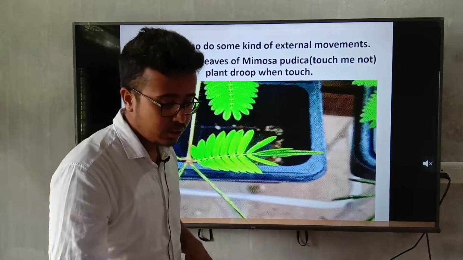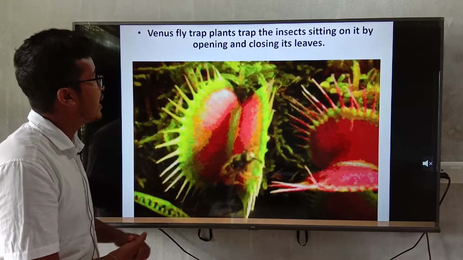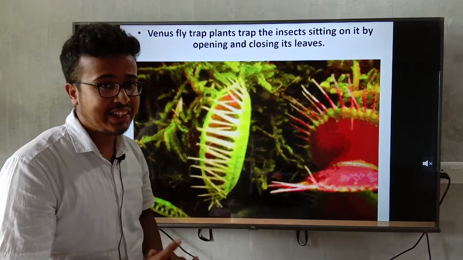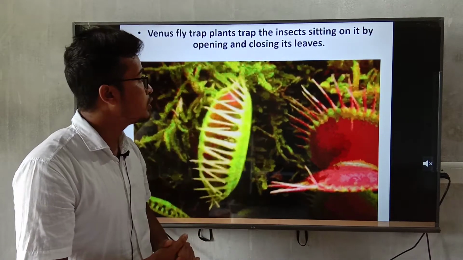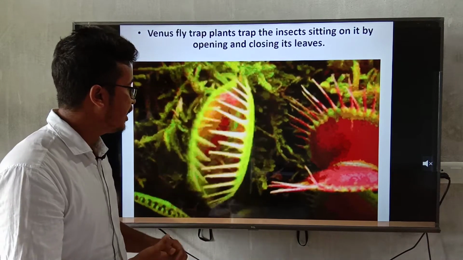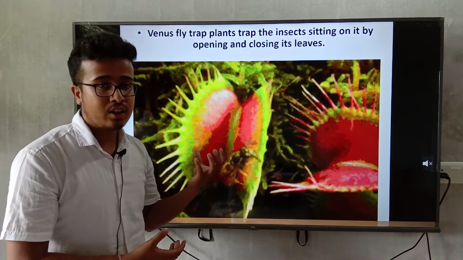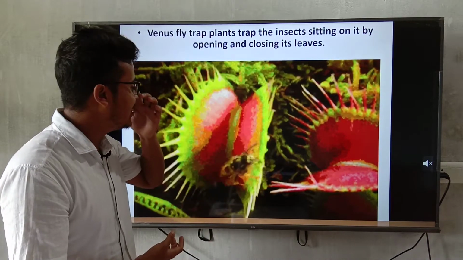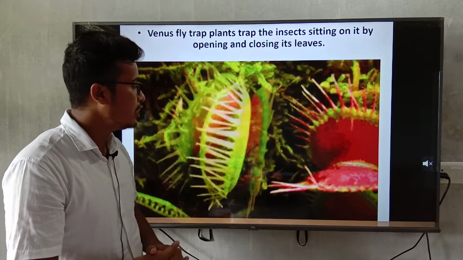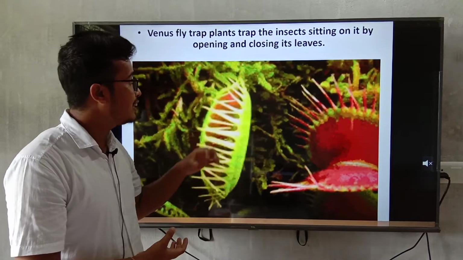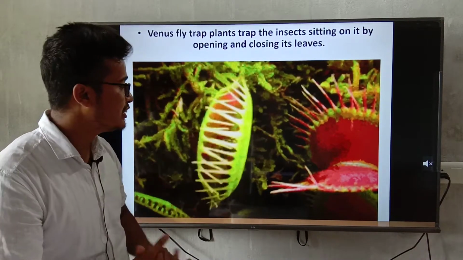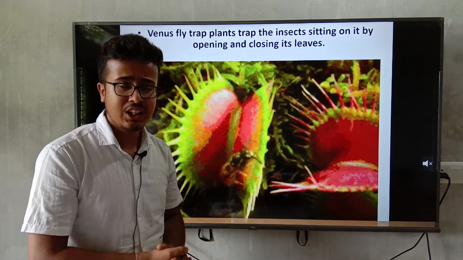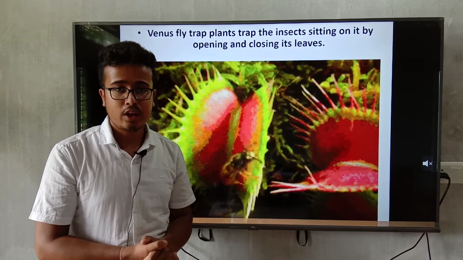Another plant is the Venus flytrap. This Venus flytrap traps the insect sitting on it by opening and closing its leaf. You can see this plant opening and closing its mouth. Whenever an insect sits in it, it closes its mouth. Like this, it traps the insect for food. This is an example of external movement in plants.